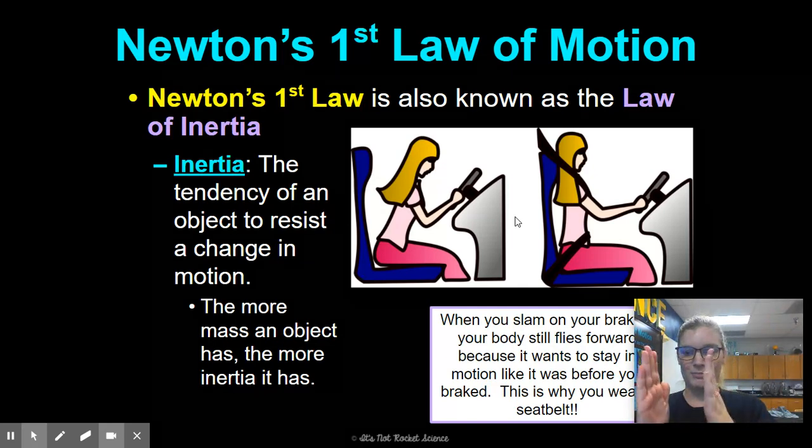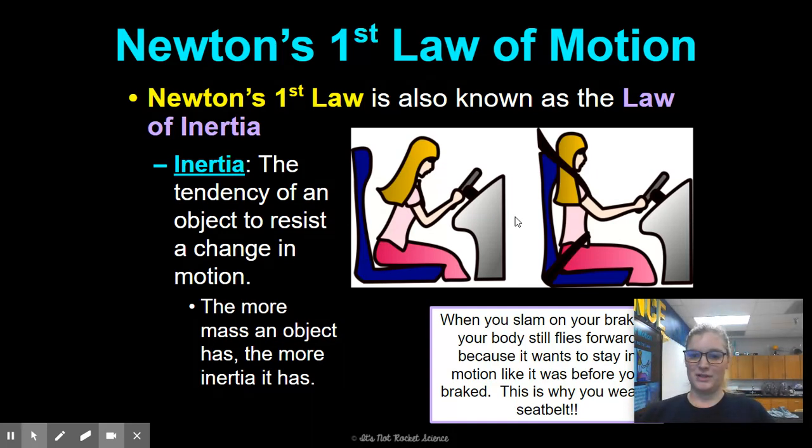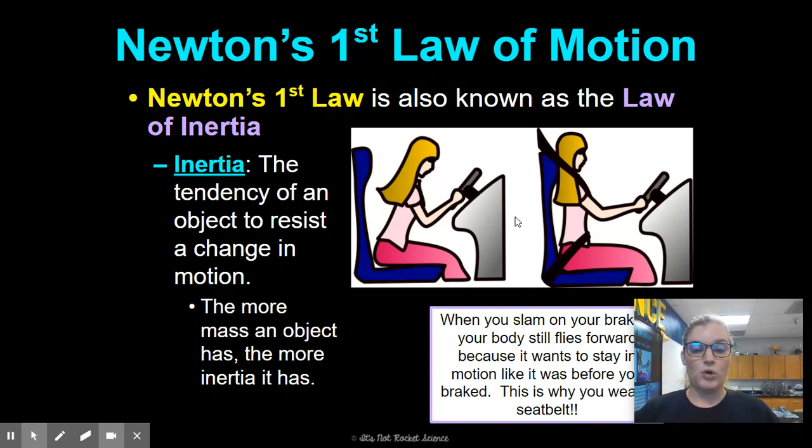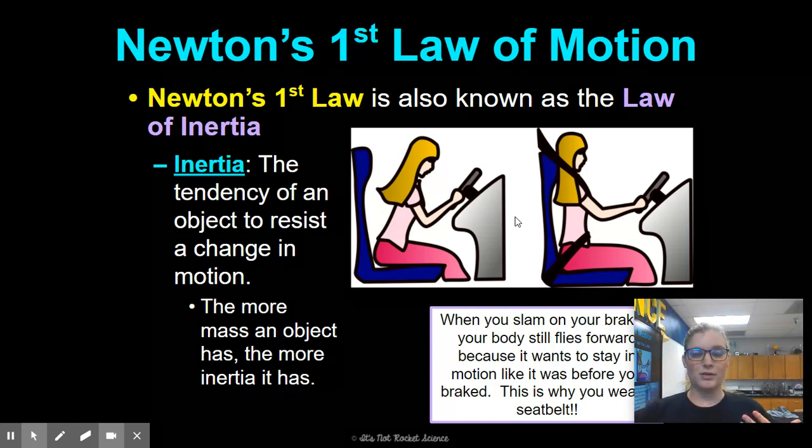So you're in your car moving forward, your car stops, but your body keeps going. And so that's when you pull against those seatbelts, because your body is like, no, I'm doing my thing. I'm moving, and I don't want to change that. And the more mass you have, so the bigger and heavier something is, the more inertia it has.